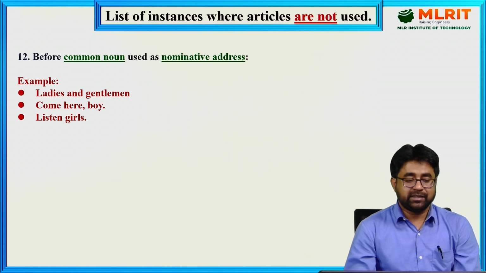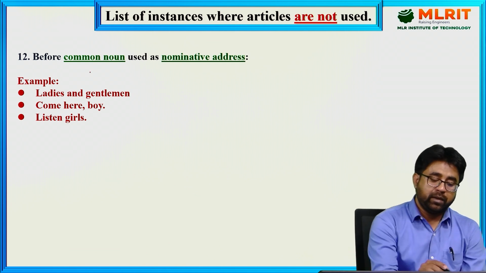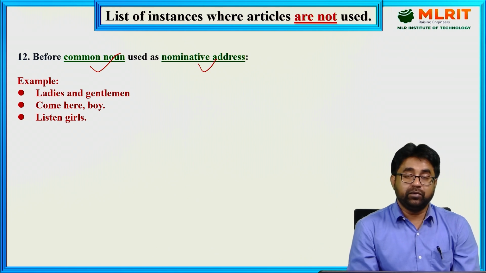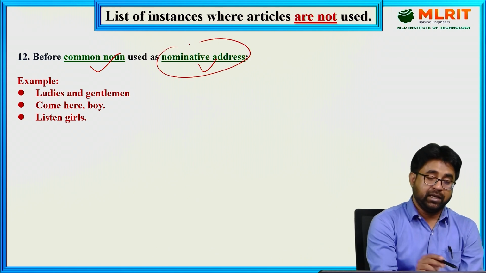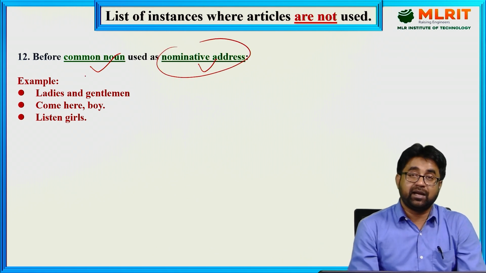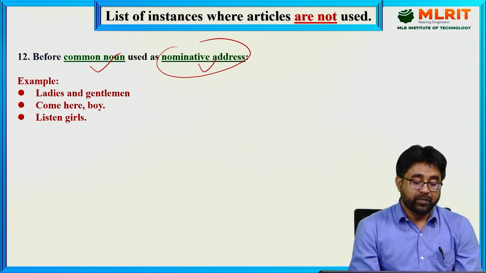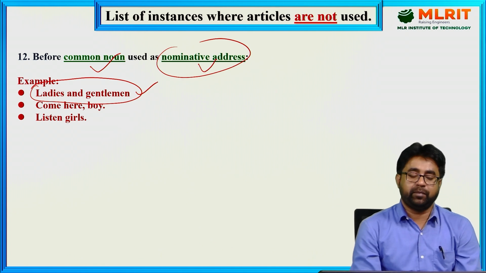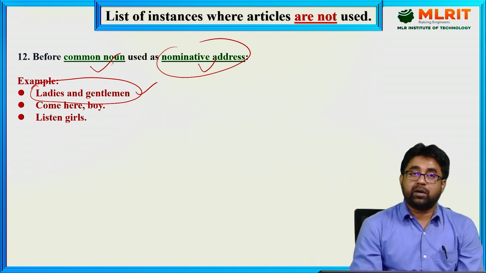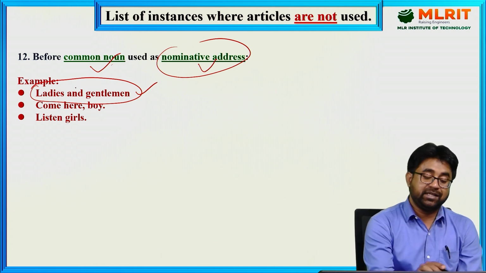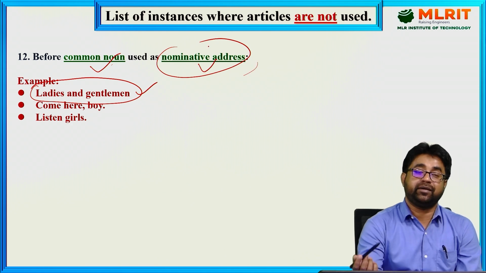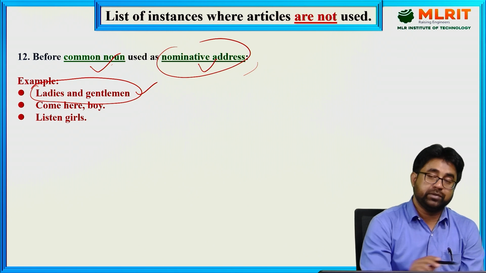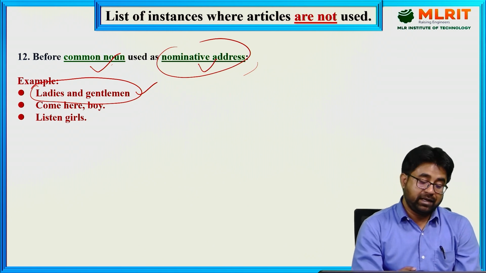Now probably this is the last instance that you need to remember: before a common noun used as a nominative address. There are certain common nouns that we use as nominative address. You can see, ladies and gentlemen. We don't say the ladies and gentlemen. This is a really common example you can remember easily. Whenever we address them, we should not use any article. What we should say is, ladies and gentlemen.